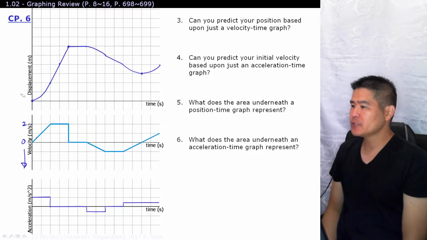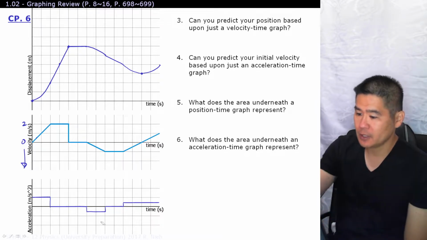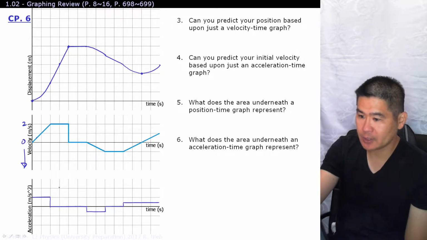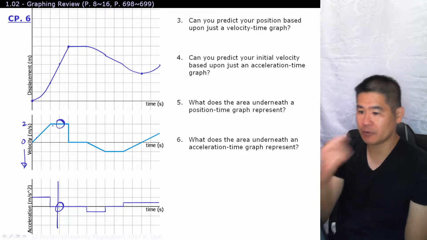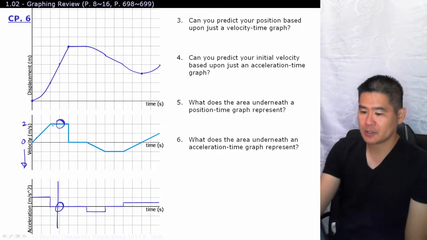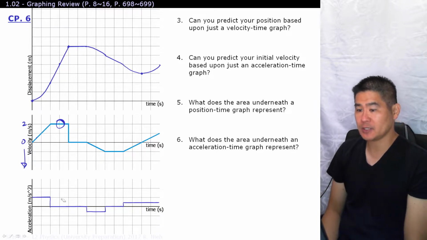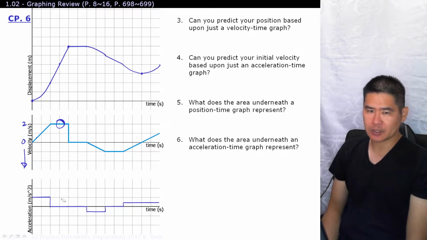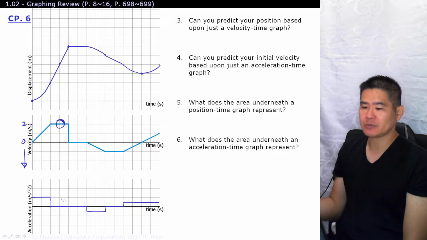Number 4, can you predict your initial velocity based upon just an acceleration time graph? The same is true. If I just take my acceleration time graph from, let's say, right over here, even though my acceleration is at 0 here, you can see that I'm already moving forwards at 2 meters per second. So by blatantly looking at an acceleration time graph, you have no idea how fast or how slow you're moving. All you know is whether the velocity is being added on or subtracted. You can't even tell if it's increasing or decreasing. That's the thing about an AT graph. You can only tell if you're adding to that measurement or subtracting.